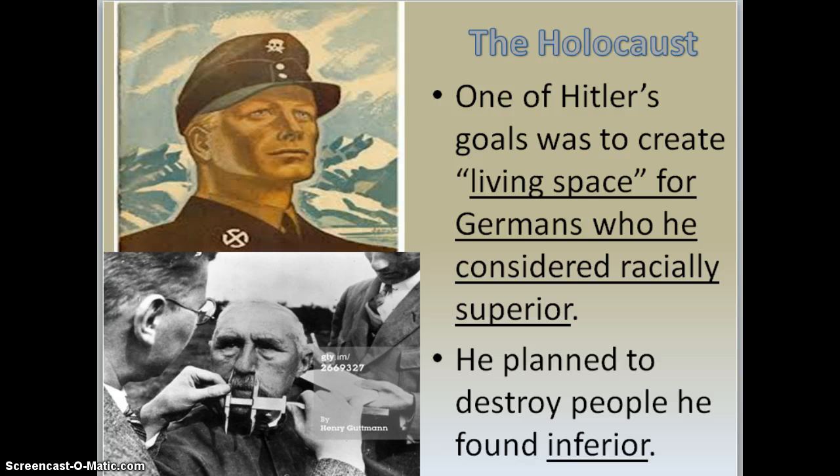One of the goals that Hitler had was to create a living space for Germans who he considered racially superior, and he planned to destroy anyone he found to be inferior or not worthy. His plan we now call the Holocaust.